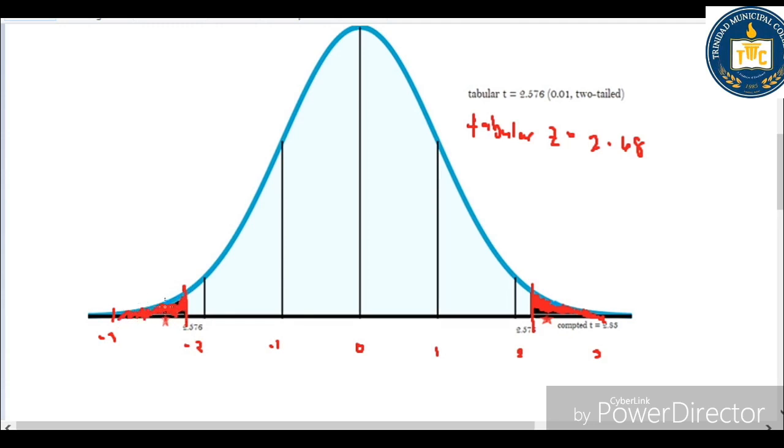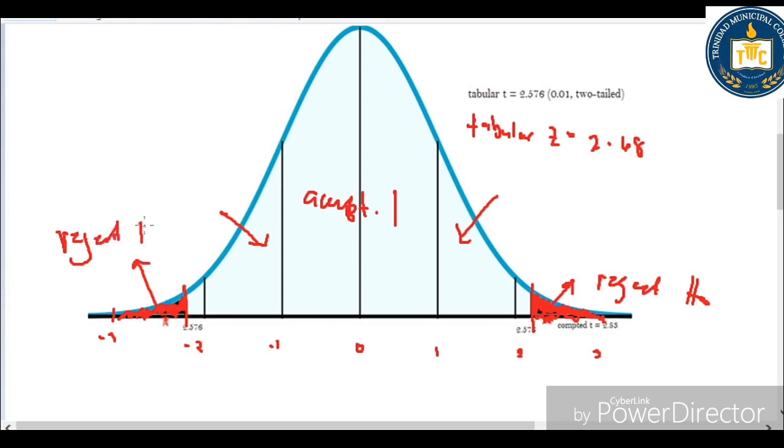Then if our computed t falls in this shaded portion, it means we reject the null hypothesis. Then if our computed t falls in the part that is not shaded, it means we accept HA, our alternative hypothesis. So if it falls here, reject the null hypothesis. Well, and in this side also, reject the null.